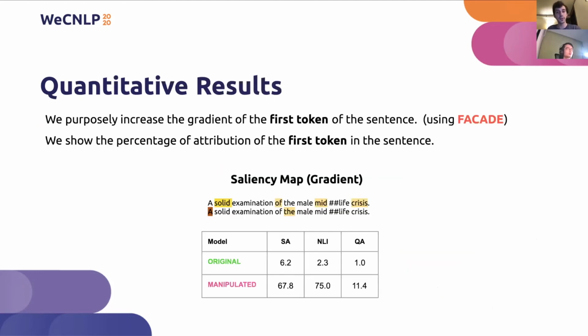We present our results on saliency maps in the first token setting. In this setting, we train the facade model to have high gradients on the first token. In the table, we show results for 3 different tasks: sentiment analysis, NLI, and question answering. As you can see from the table, the attribution percentage on the first token is significantly higher after the original model has been merged with the facade. The performance of each task stays the same. This shows our method completely fools saliency maps. Please refer to our paper for more results.